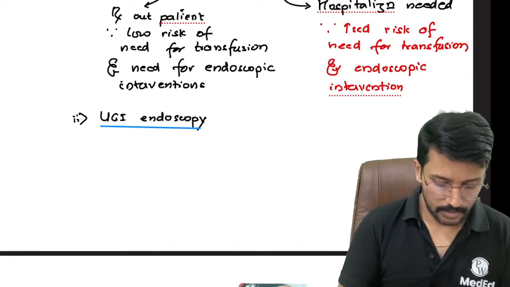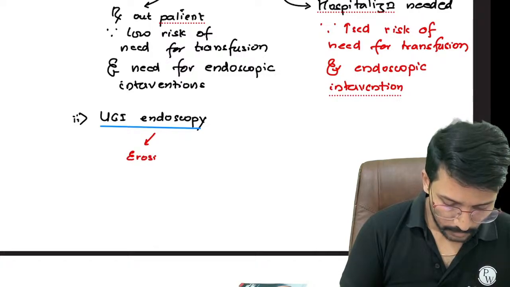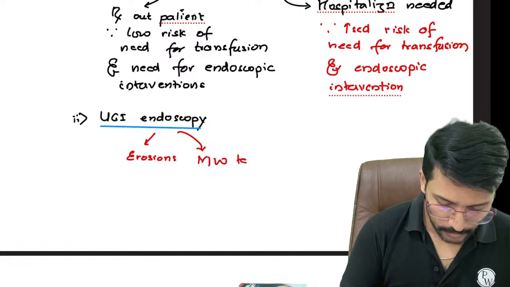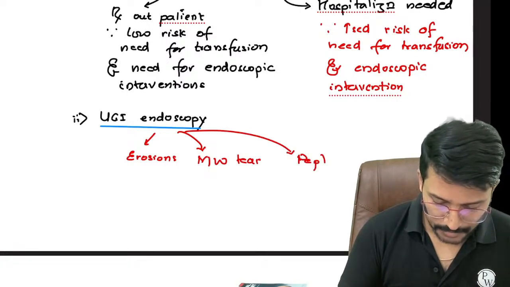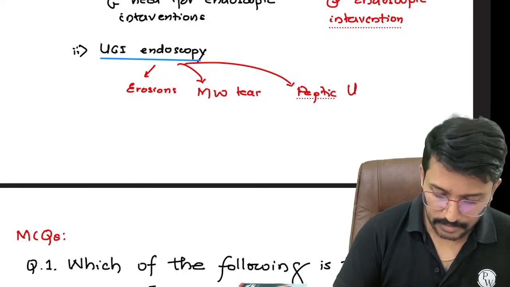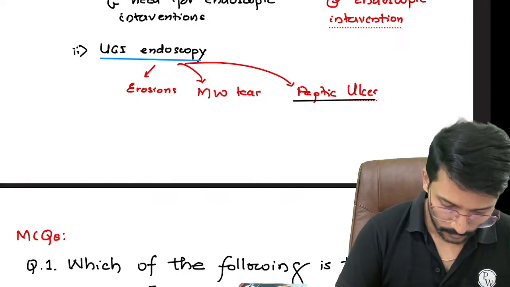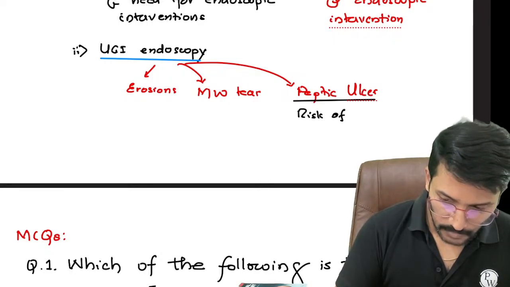Upper GI bleed, as I've already told you, if there are erosions, what to do? If there is a Mallory-Weiss tear, what to do? And if there is a peptic ulcer, I need to assess the risk of re-bleeding. We have to assess the risk of re-bleeding.